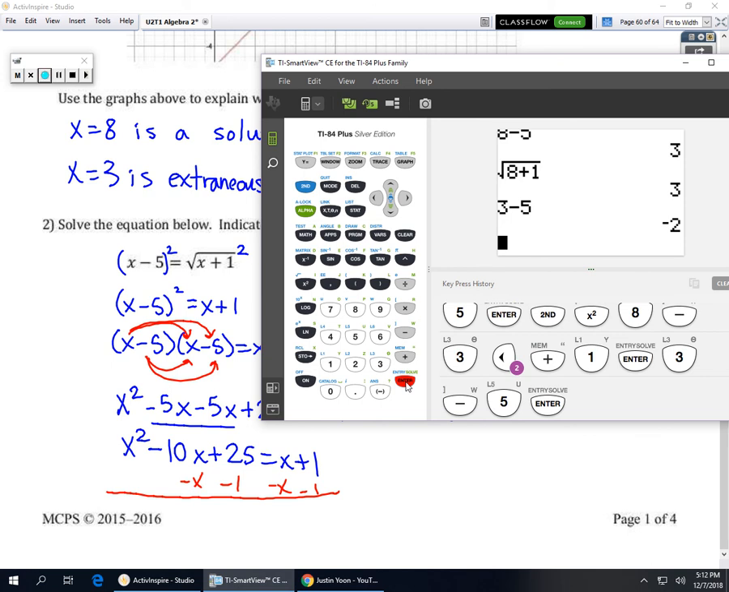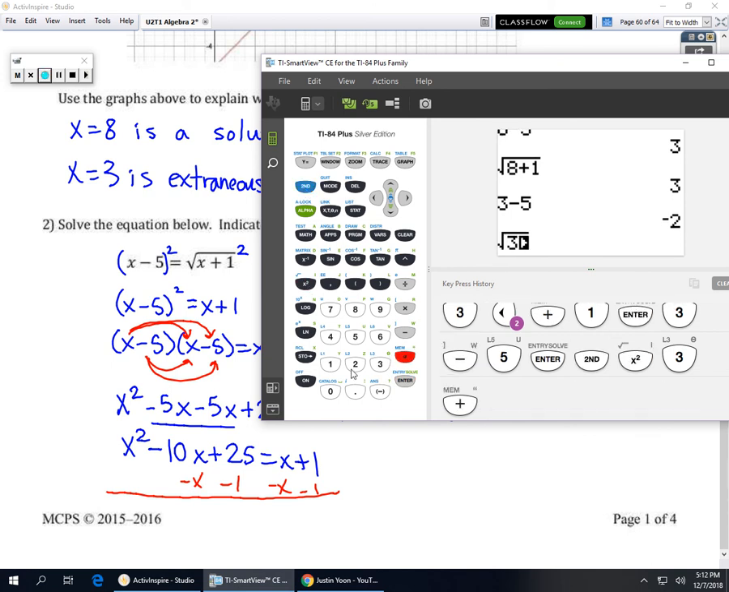That's negative 2. And 3 plus 1, square root of 3 plus 1. So now you got negative 2 and positive 2. Those don't work out. So I know that 8 is real and 3 is extraneous.